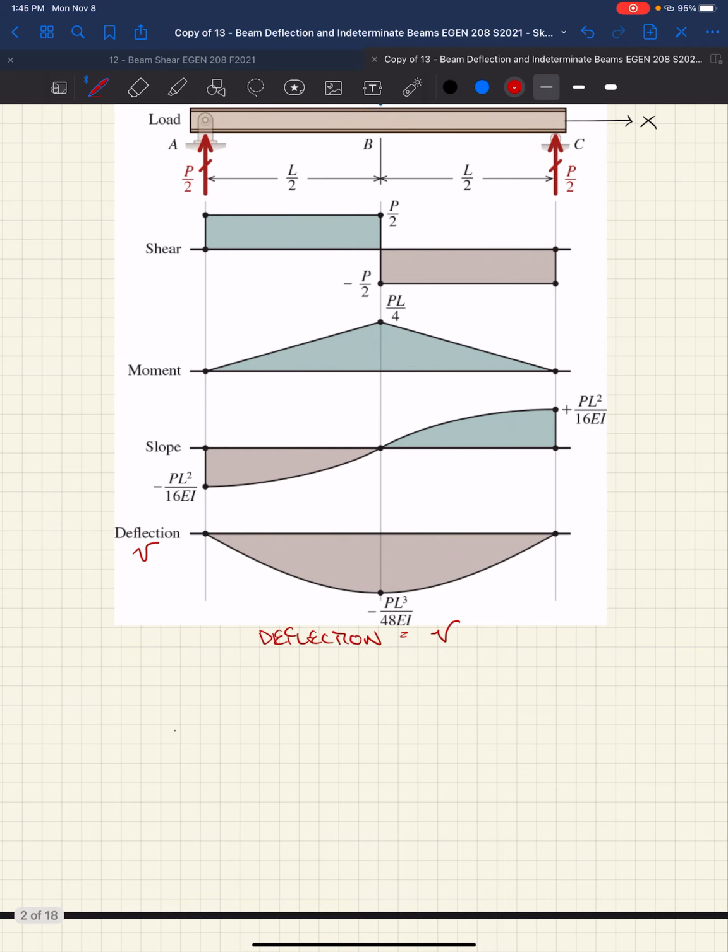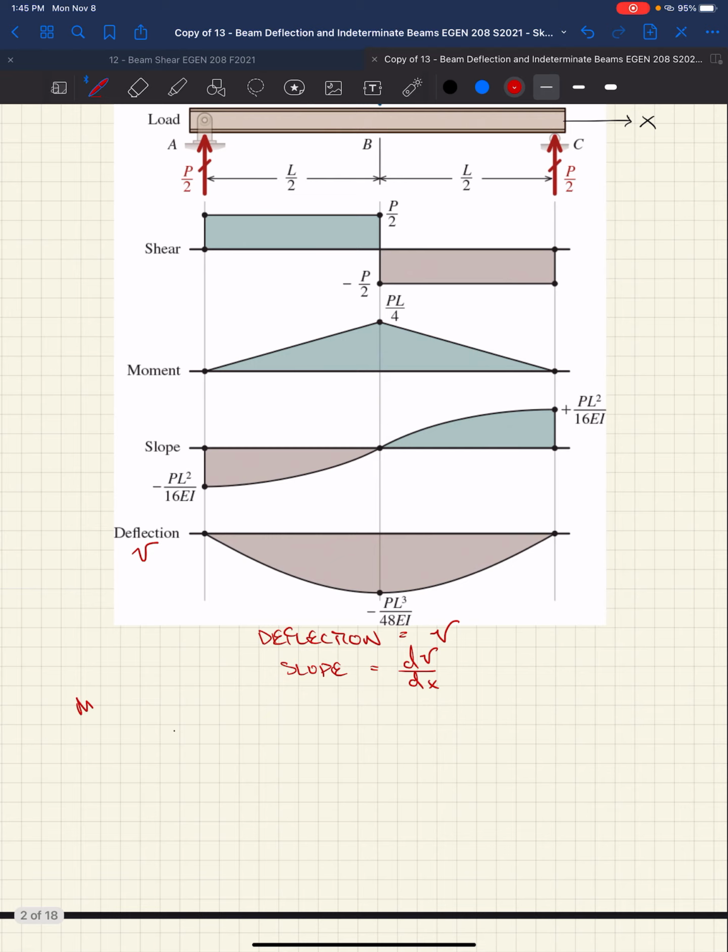Deflection equals V. Our slope is really equal to the change in deflection over the length, right? Really looking at this diagram, essentially, it's 0 in the center, right? Our slope of our deflected shape is 0. We're not going up or down in deflection right at the very bottom. So it's the change in deflection as we move along the length.